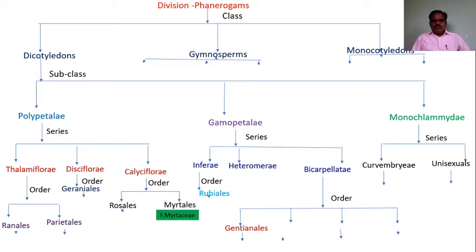Then Heteromerae is not discussed very deeply, but Bicarpellatae is divided into four orders, and these four orders are Gentianales, Polemoniales, Personales, and Lamiales. Then first of all, the Ranales having the family Annonaceae. The example of this Ranales is the family Annonaceae.